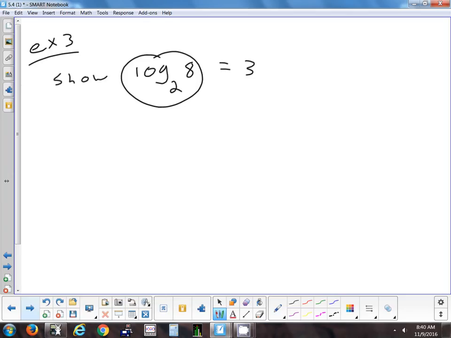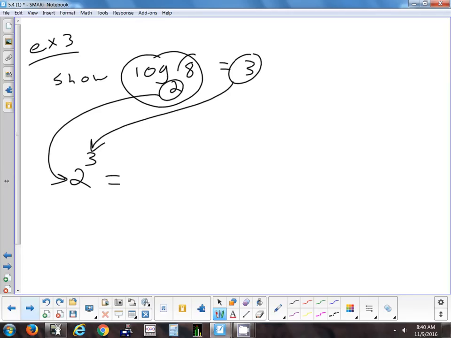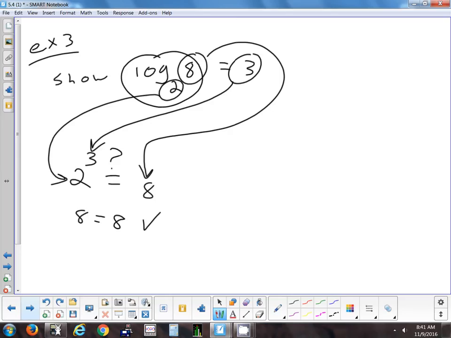Amanda, what's my base here? 2, yeah. 2 is my base, because that was the base on the log. And the logarithm always equals your exponent. So 3 is my exponent. And what's the only thing I haven't used? 8. So let me just kind of draw arrows. That's your 2. That's your 3. And that's your 8. Now, is that true? Does 2 cubed equal 8? Yeah. So we showed that log base 2 of 8 is equal to 3.